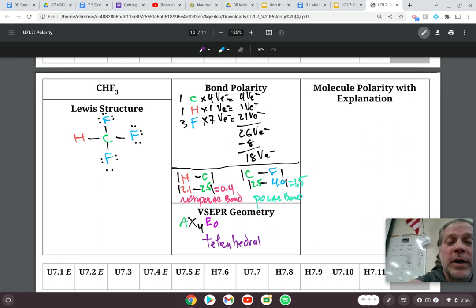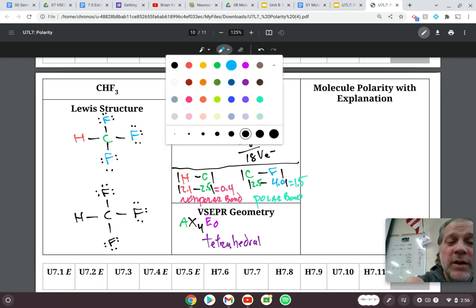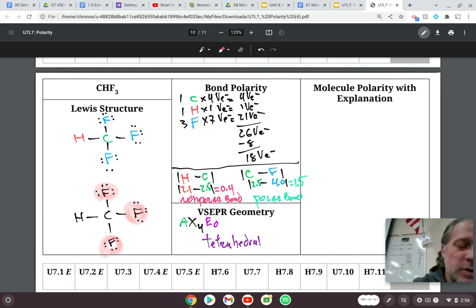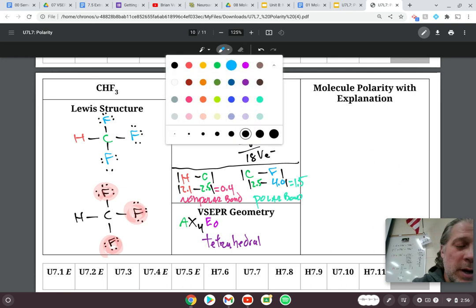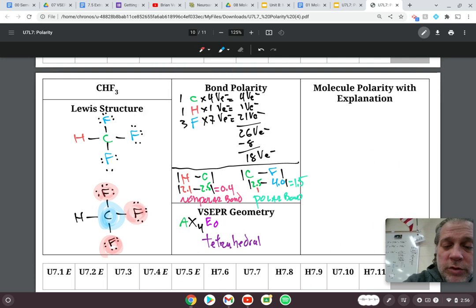I'm going to clean this structure up so I can do some shading. And we don't need to shade anything for the nonpolar bonds, but we are going to shade our fluorines, right? Because that's where the electrons are being pulled towards, and the carbon has the electrons being pulled away from them. So, we forgot to draw arrows. Holy mackerel, let's do that now. So we're going to draw arrows toward the more electronegative element.